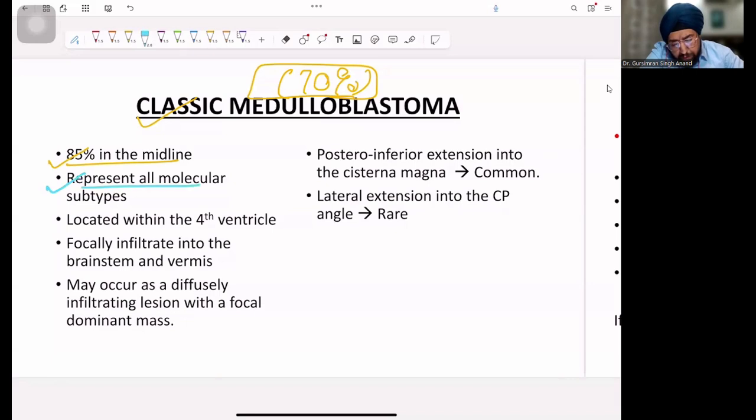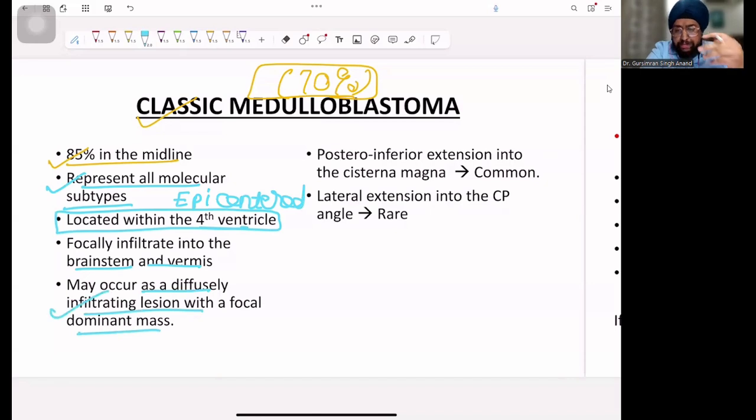These represent all molecular subtypes. All molecular subtypes can be classical medulloblastomas as well. They are located within the fourth ventricle, epicentered in the fourth ventricle, and they may focally infiltrate into the brainstem and vermis. And sometimes they can present as a diffusely infiltrating lesion with a focal dominant mass.